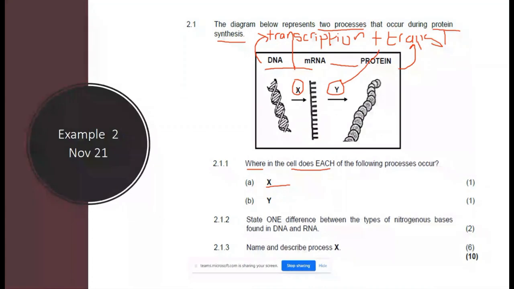Now I know the description, but where in the cell does X occur? Now, once again, Asif Alhala is making a mistake. Read the question. I didn't ask what is process X and Y. I want to know where in the cell does X occur. Well done, Marion. X is in the nucleus. And where does Y, translation, occur? In the cytoplasm, but where specifically? At the ribosome. That is more specific. Well done, Proteus. Well done, Valala. Well done, Marion.